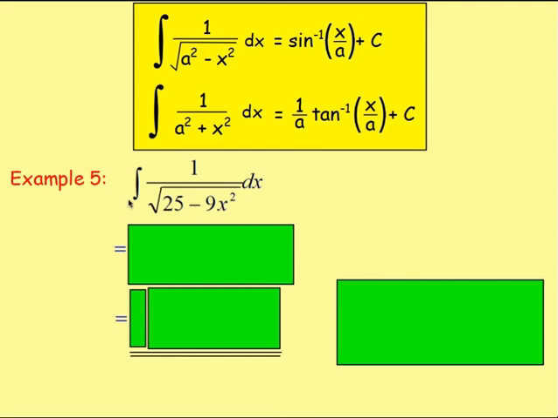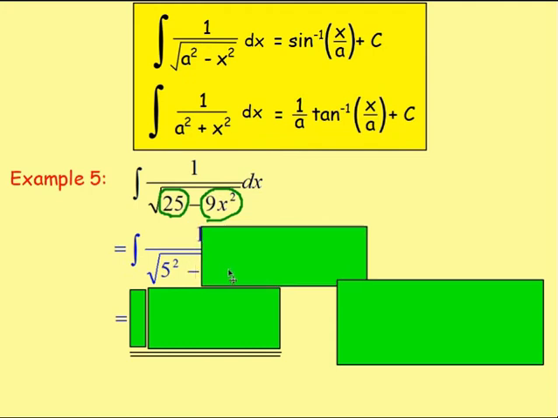Example 5. Integrate 1 over the square root of 25 minus 9x squared. Uh-oh, problem. Look, we don't have a something squared minus an x squared. We've got something squared minus 9x squared. Well, ignore that for now. The 25 we can easily, based on the other examples, we know we can just write that as 5 squared. That's absolutely fine.